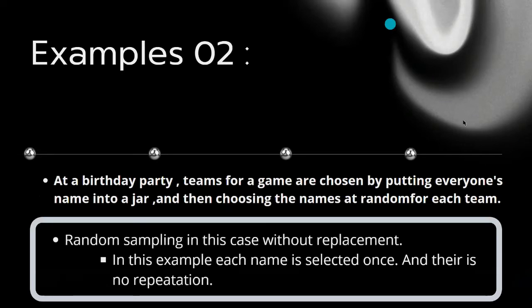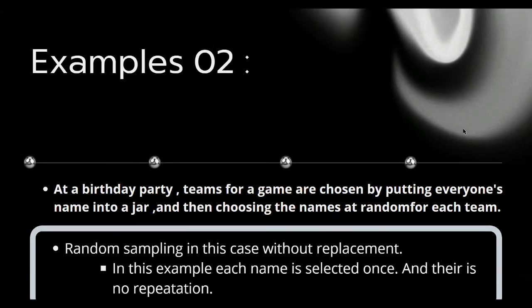So in example 2, at a birthday party, teams for games are chosen by putting everyone's name into a jar and then choosing the names at random for each team. So random sampling in this case is without replacement of any name. In this example, each name is selected once and there is no repetition of the name again.